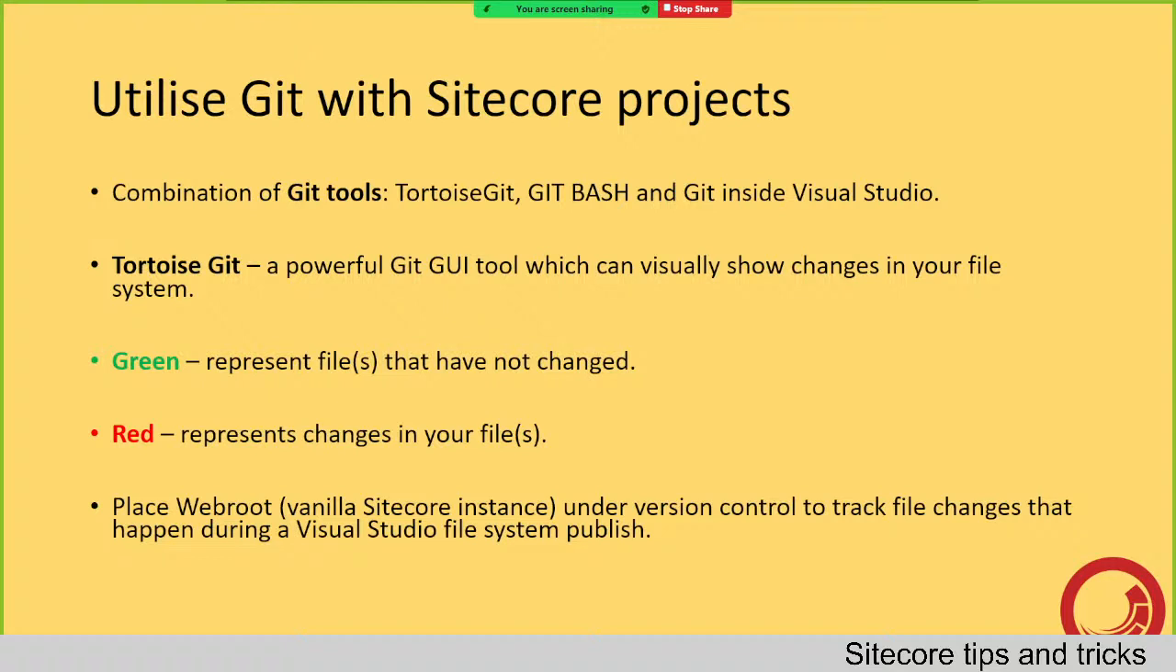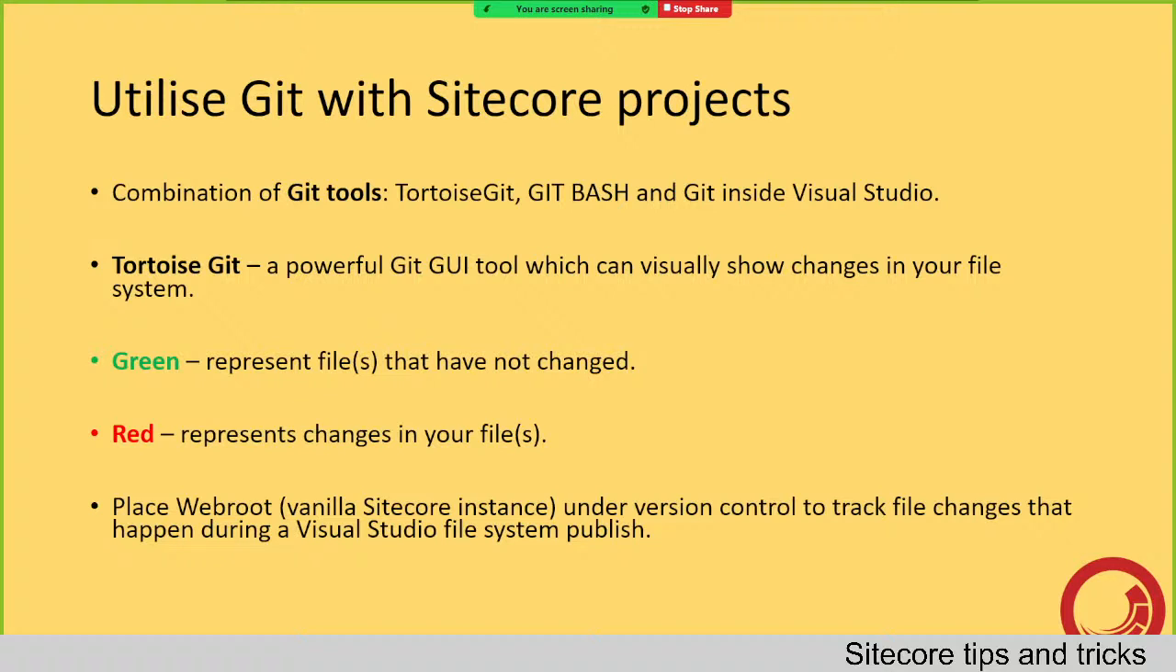Okay. Now, Tortoise Git is the tool that I'm going to be talking about in this presentation, and it's a very powerful tool because it enables you to see very quickly at a glance changes to your Sitecore project or files in your Sitecore project. Green represents files that have not changed, whereas red represents those changes.